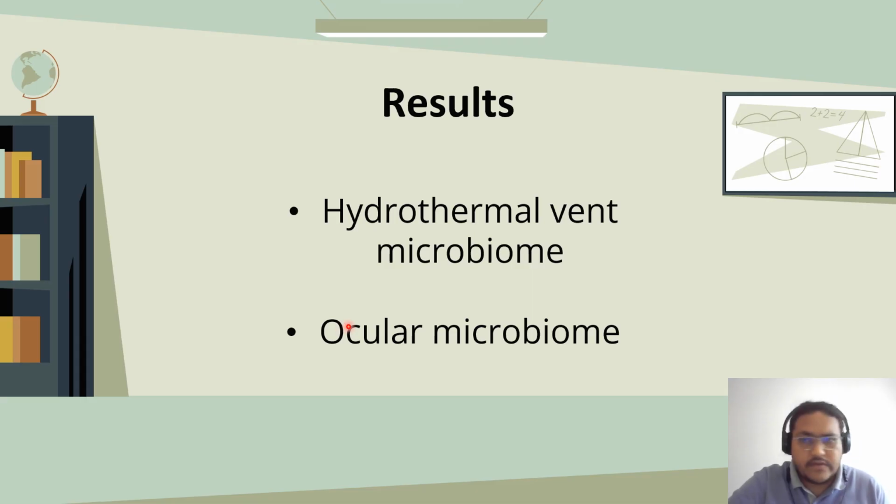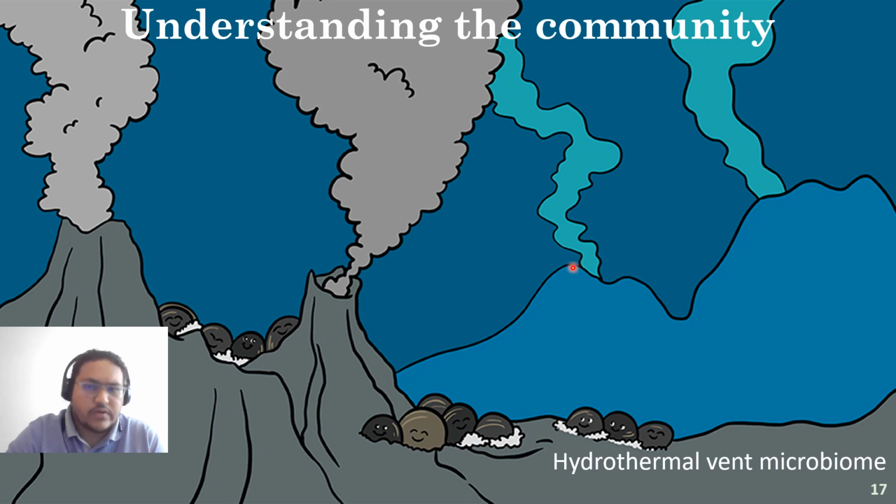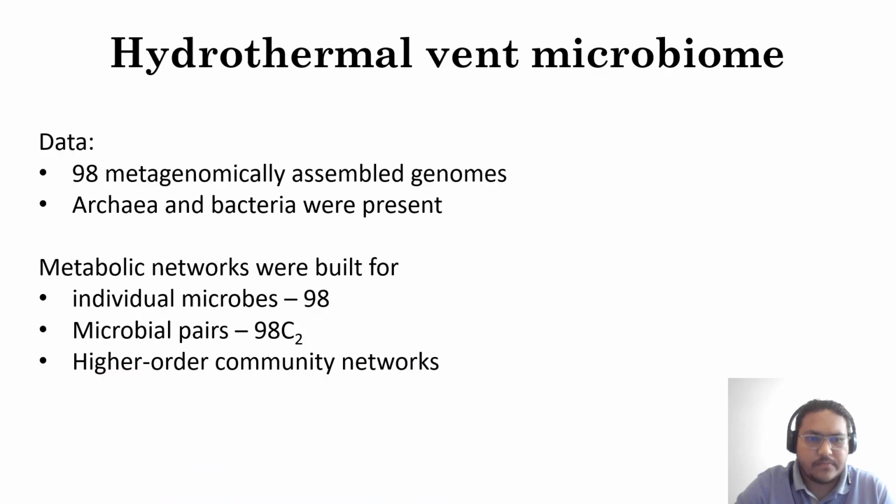With this protocol, we studied two different microbiomes, the hydrothermal microbiome and the ocular microbiome. First, let us look into the results of the hydrothermal microbiome. Hydrothermal vent microbiome data consists of 98 metagenomically assembled genomes corresponding to 98 different microbes. So this has a combination of both archaea and bacteria. We were interested in looking at the interaction between archaea and bacteria, so we constructed different metabolic networks for this microbiome.